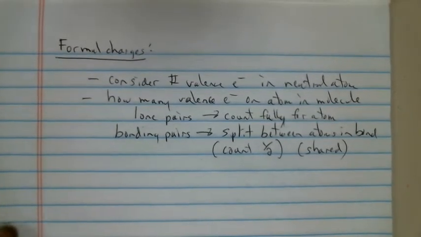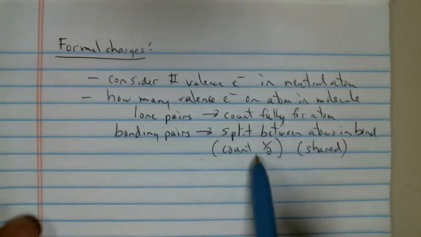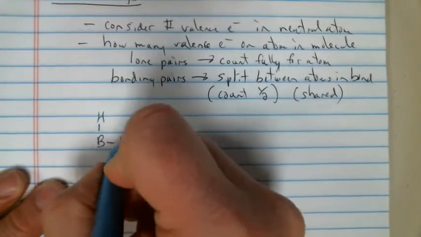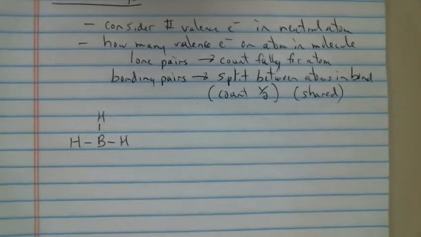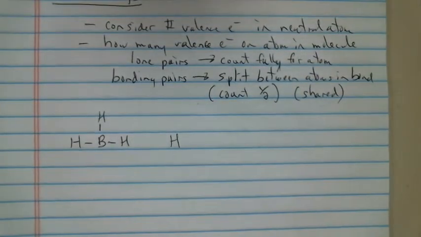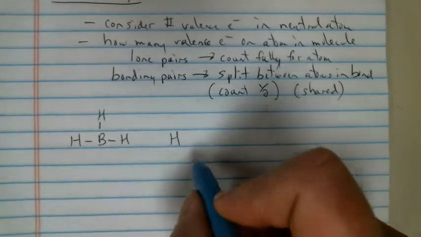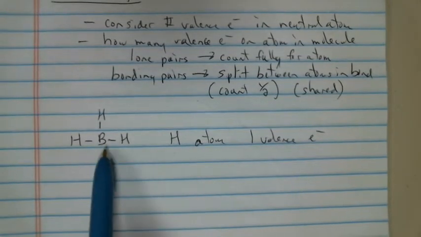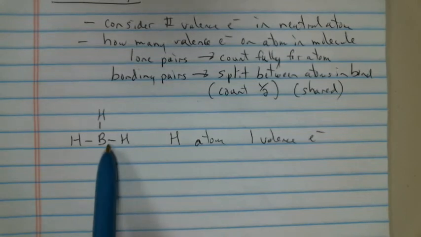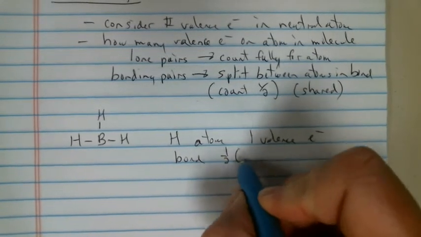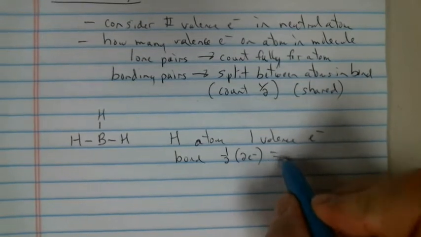So let's go back and look at our BH3, right? So the shared ones, we're going to count half. All right, so let's look at BH3 again. Boron here and hydrogens around it. And looking at, let's do the hydrogens, right? So hydrogen has 1 valence electron, right? A neutral hydrogen atom, 1 valence electron. And then the bond, we're counting it as half, so half of 2 electrons, and again, I don't think you need to do the math here, is 1 electron.